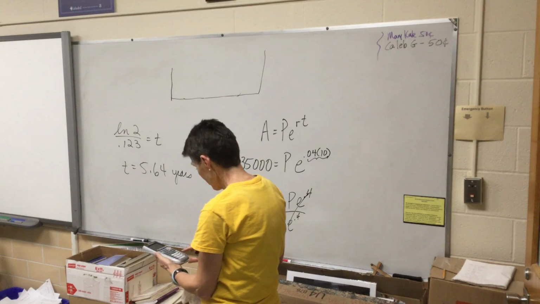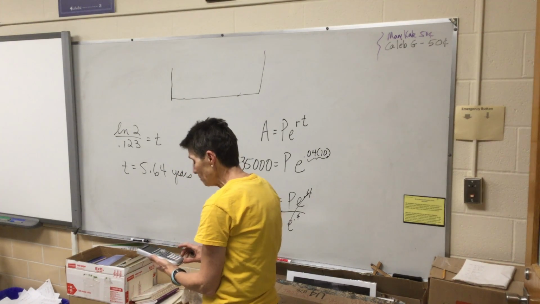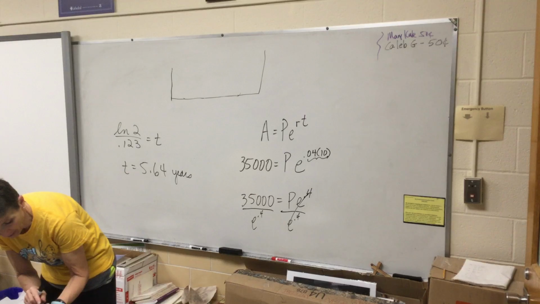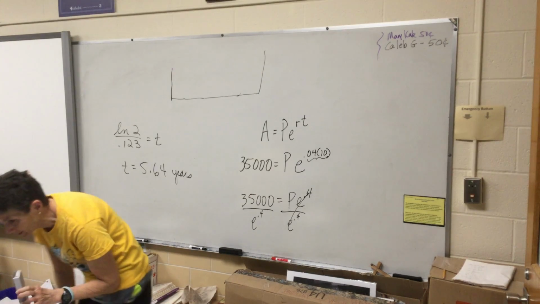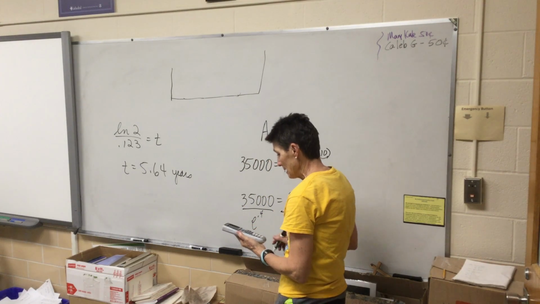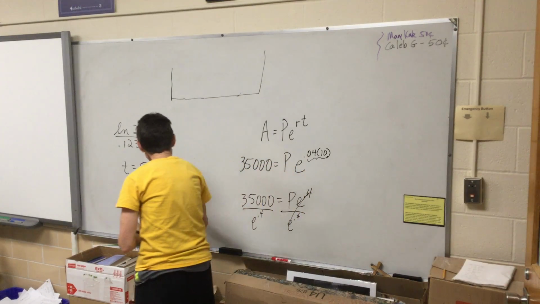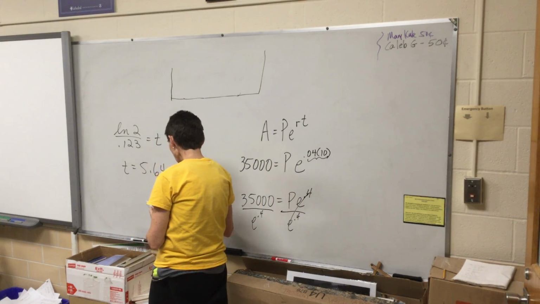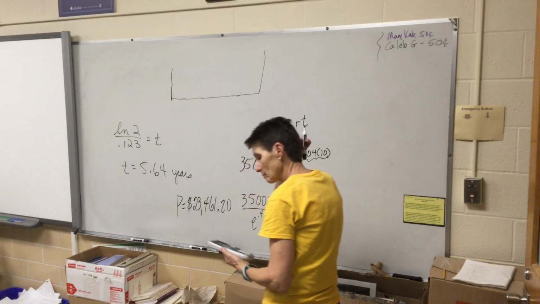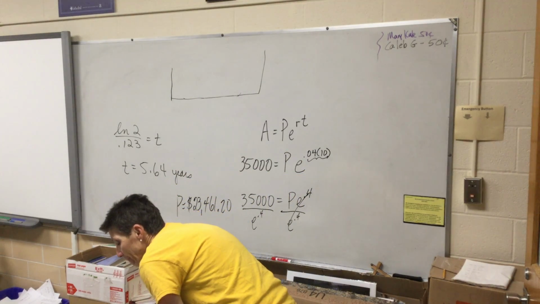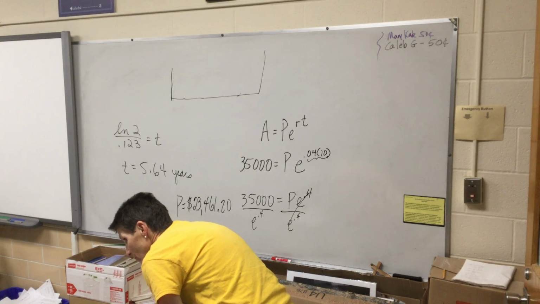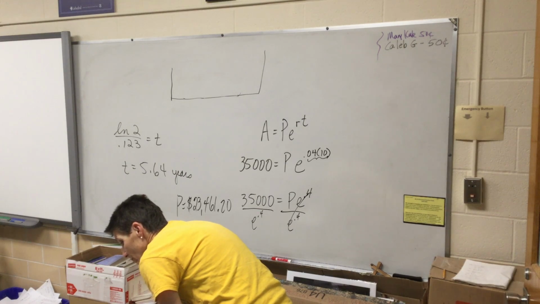So I'll take 35,000 divided by, now to get e, you do second ln, and that will pull an e up on your calculator, and it asks you what power, so you just put in 0.4, and the answer, you would have to deposit $23,461.20. Everybody getting that?